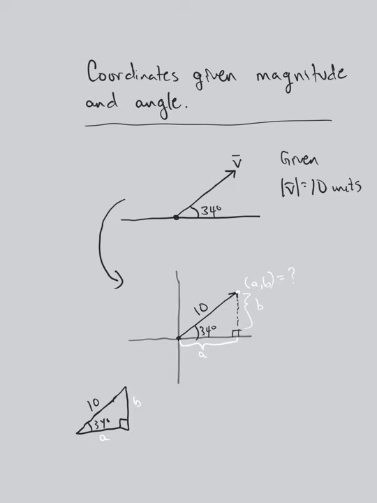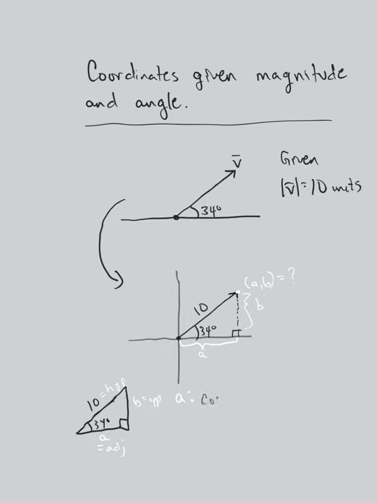You don't get them at the same time, but let's focus on A right now. In terms of finding A, first of all, notice 10 is the hypotenuse in that triangle. B is the opposite side, and A is the adjacent side, like that. So what can we say about A trigonometrically?